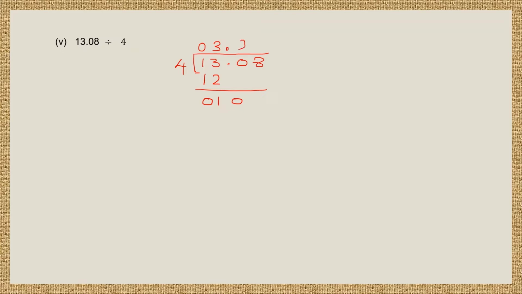4 twos are 8 minus, remember to borrow if the number on top is small. So now it is 10 minus 8, which is 2. I bring down the next digit, which is 8. Now my number is 28. 4 sevens are 28 minus. So my final answer for this question is 3.27.